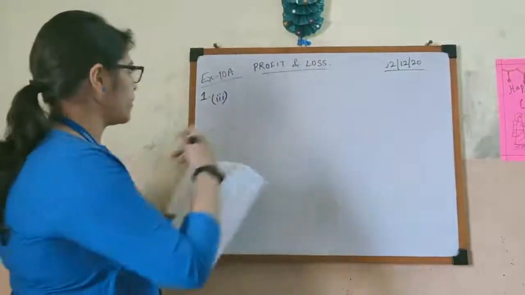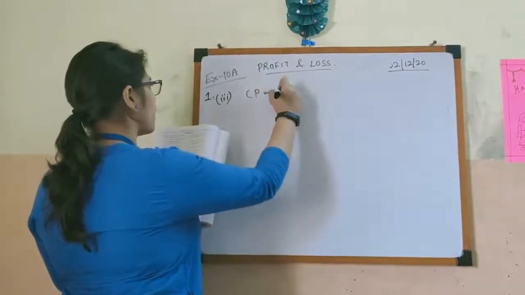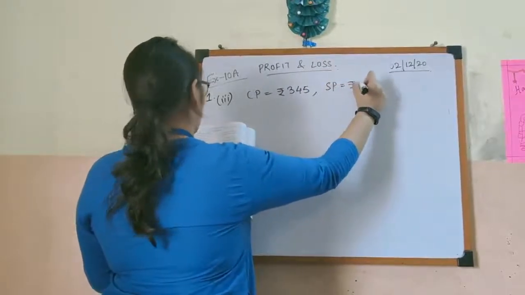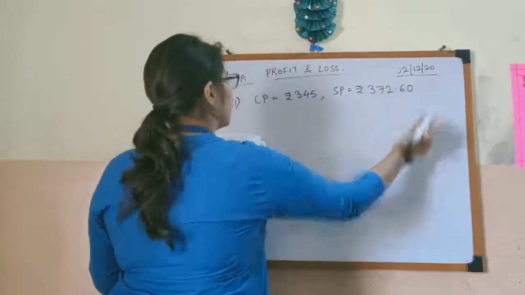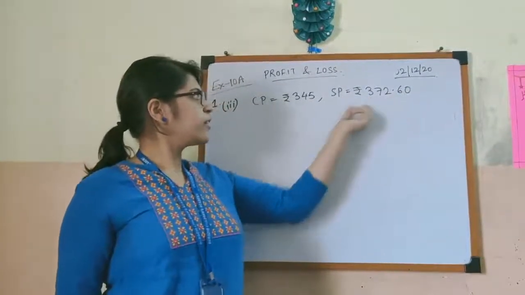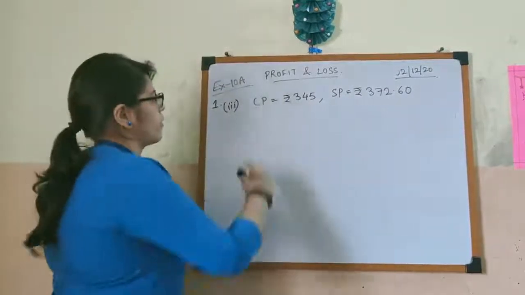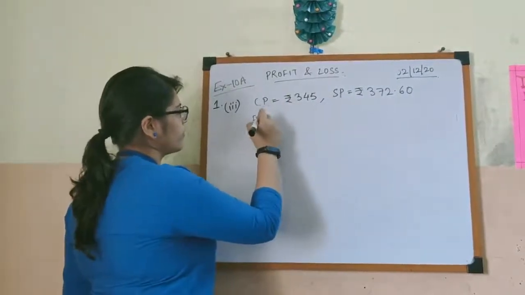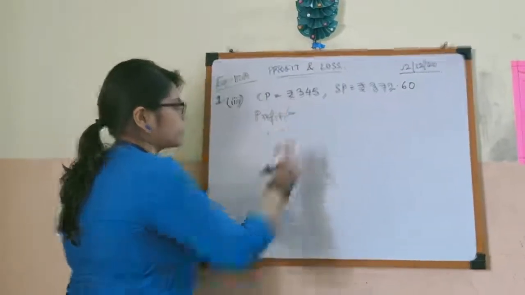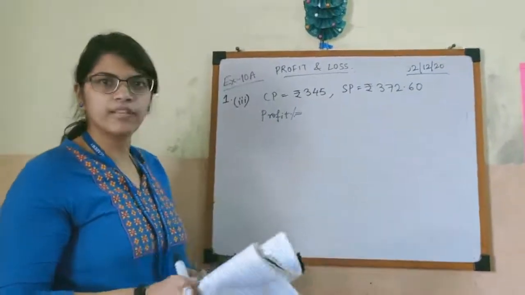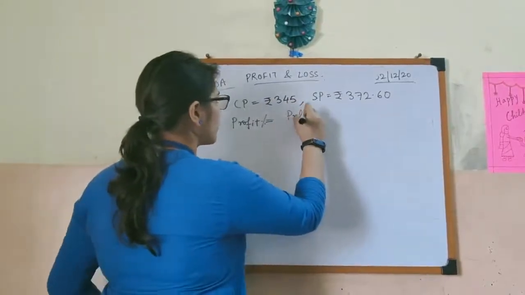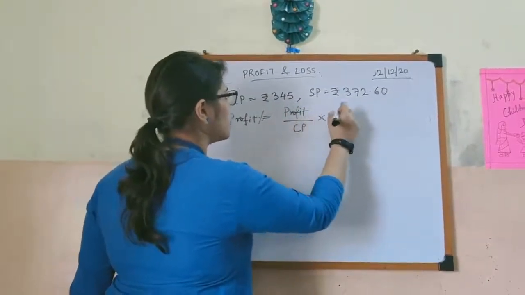So number 1, I am taking sum number 3. Here we have CP equals 345 and SP equals rupees 372.60. So clearly by looking at these two data, we can say 372 is greater than this one. So this is definitely profit. Sorry, profit percent, because we are going to find out profit percent. So our profit percent is how much? Profit upon CP multiplied with 100.